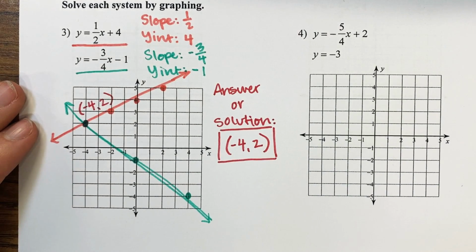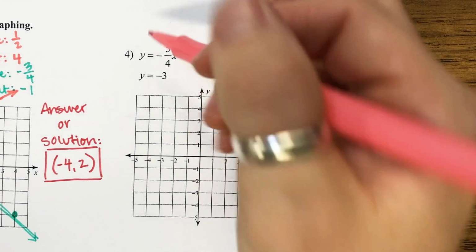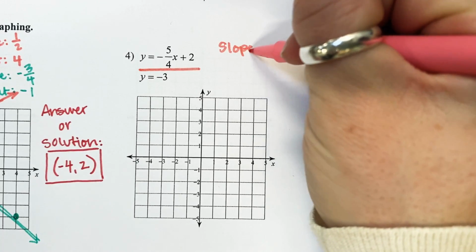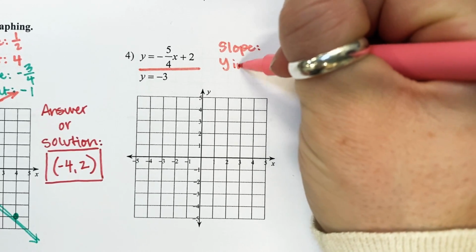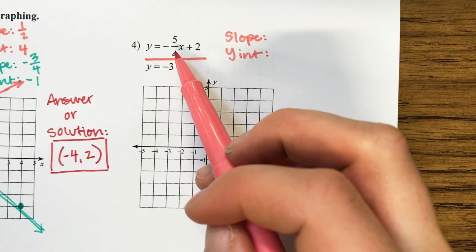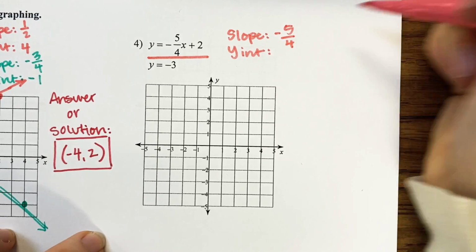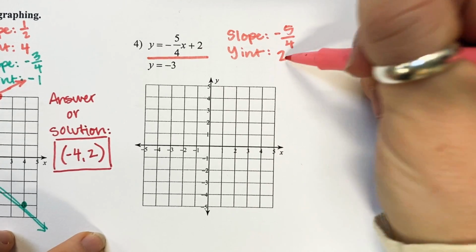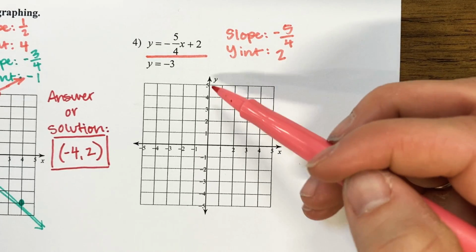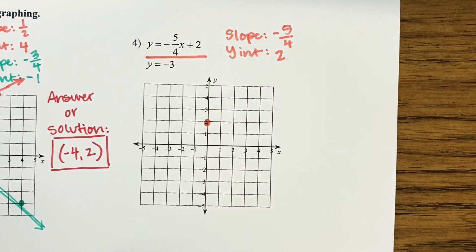Let's look at number 4. Let's do it again, same thing. First I have my pink line. Let's do our slope and y-intercept for our pink line. My slope is in front of my x, so that's going to be -5/4. And my y-intercept is at +2. So let's go ahead and graph that. We start with our y-intercept. Where is +2 on our y-axis? It's going to be right here. So put your first point at +2.